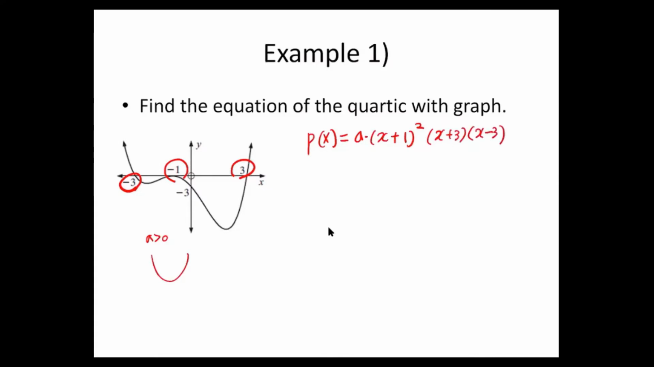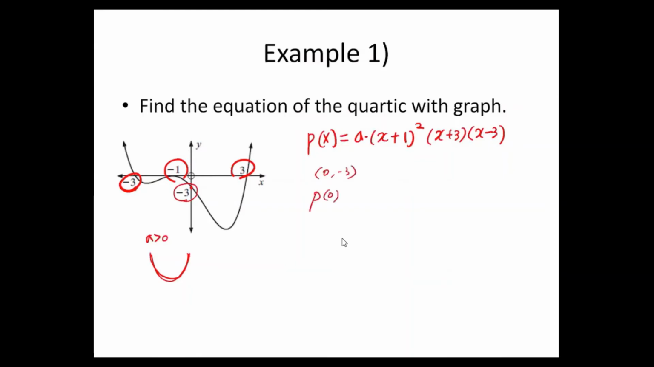Am I done here? Vicky, am I done? What's missing? A is missing. How do you find a? Concave up is 1. Right, it's concave up, but we are missing a. Use the coordinate (0, -3) to find a. Very good. 0 and -3, that's the coordinate.